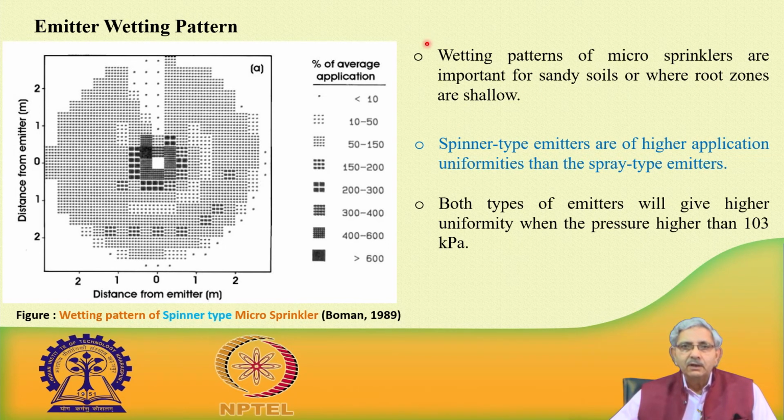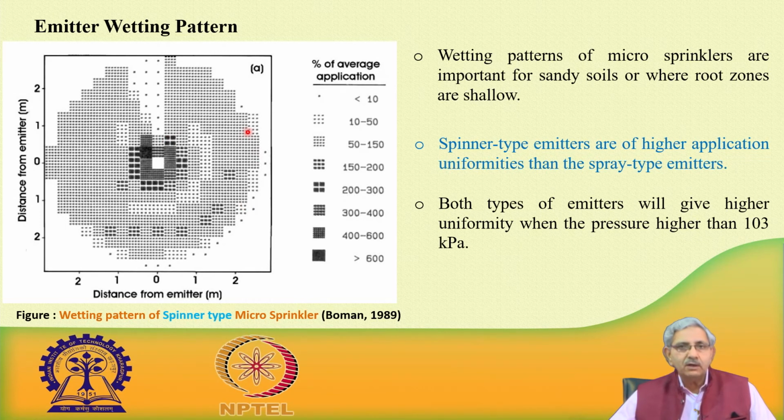This is for the specific case of sandy soil, and spinner emitters have higher application uniformity than spray type emitters. Both types of emitters will give higher uniformity when pressure is higher than 103 kilopascal. And now, these are the values. What you see is that about 6 times, more than 6 times, the water is available here than at the outer periphery.